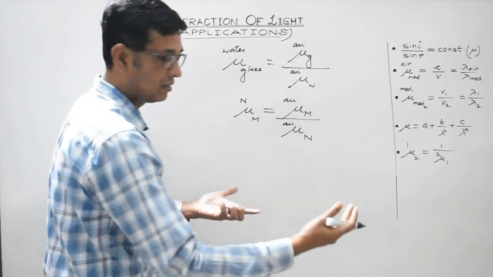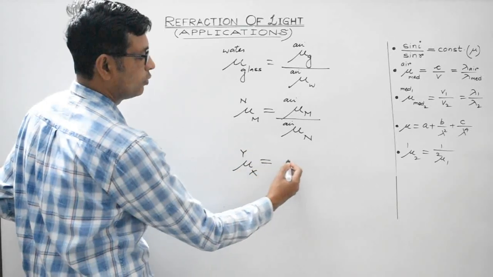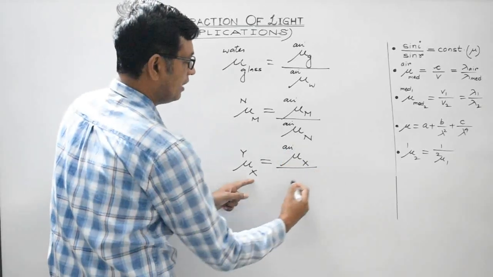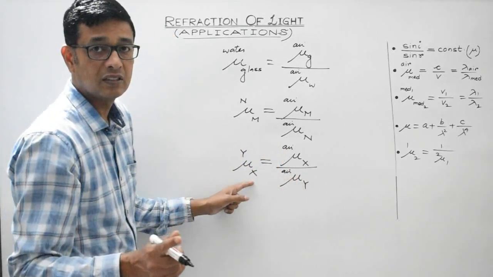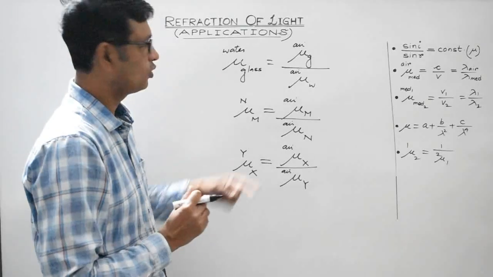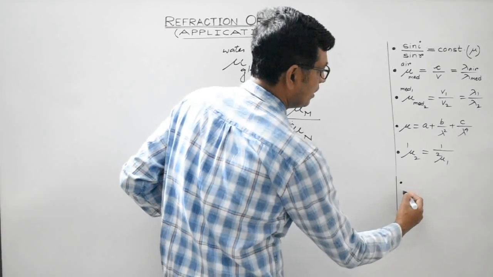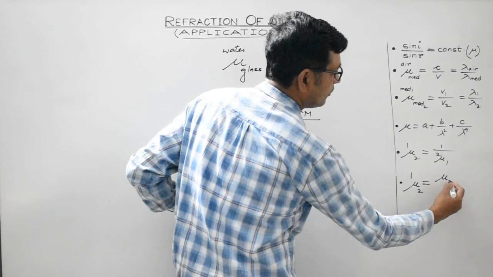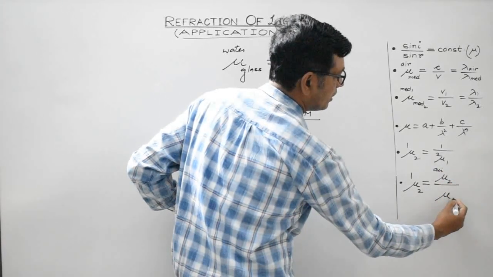Again, let's practice more. The refractive index of X with respect to medium Y would be the absolute refractive index of medium X divided by the absolute refractive index of medium Y. Absolute means with respect to air or vacuum. So this is another very important formula. The refractive index of medium 2 with respect to 1 is equal to the absolute refractive index of medium 2 divided by the absolute refractive index of medium 1.